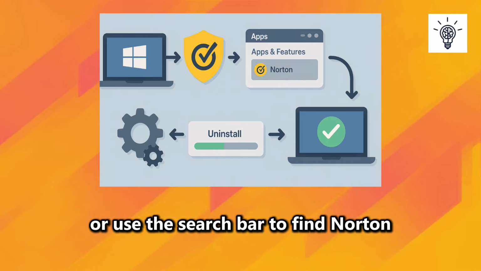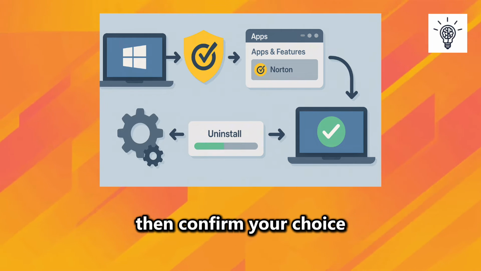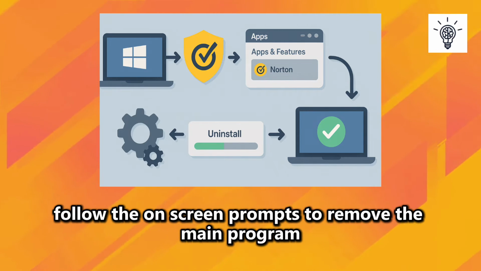Scroll through the list or use the search bar to find Norton. Click on it and select Uninstall, then confirm your choice. Follow the on-screen prompts to remove the main program.